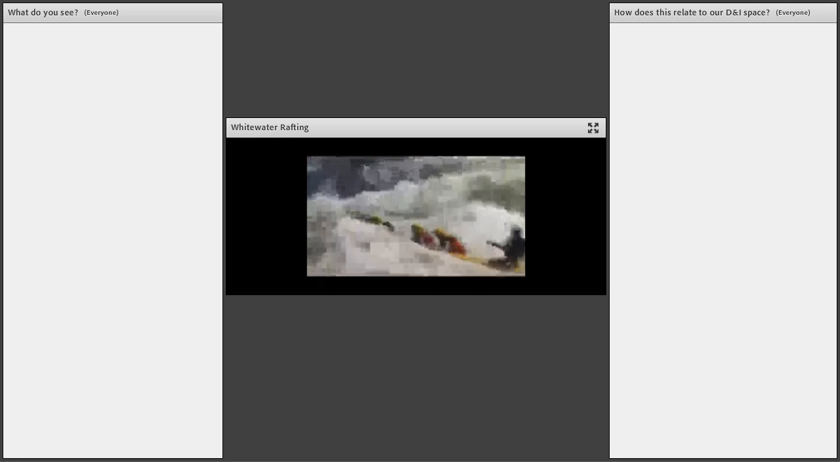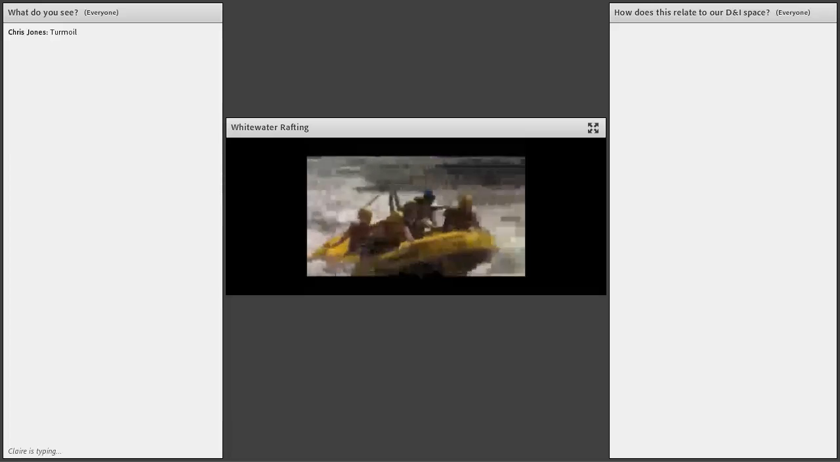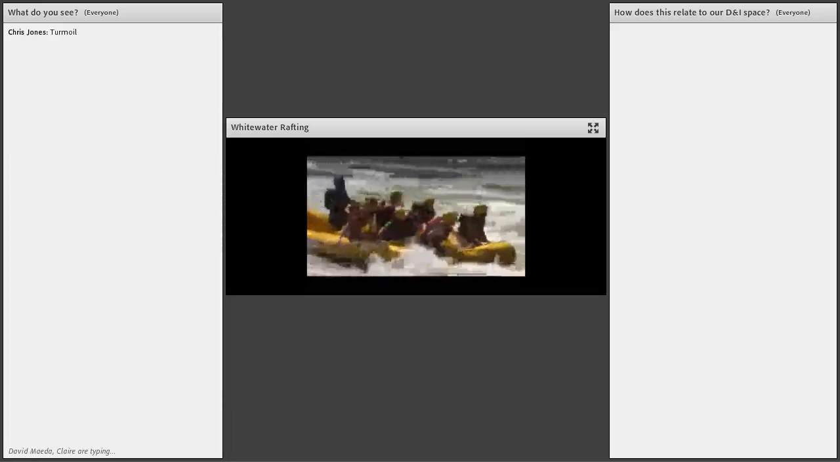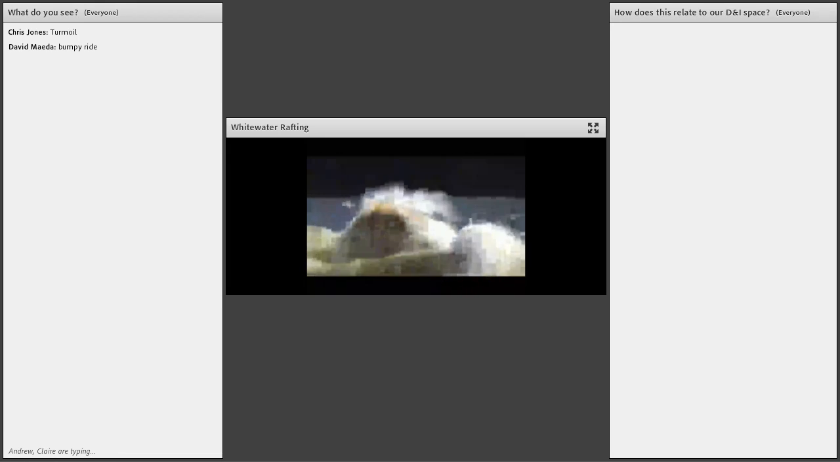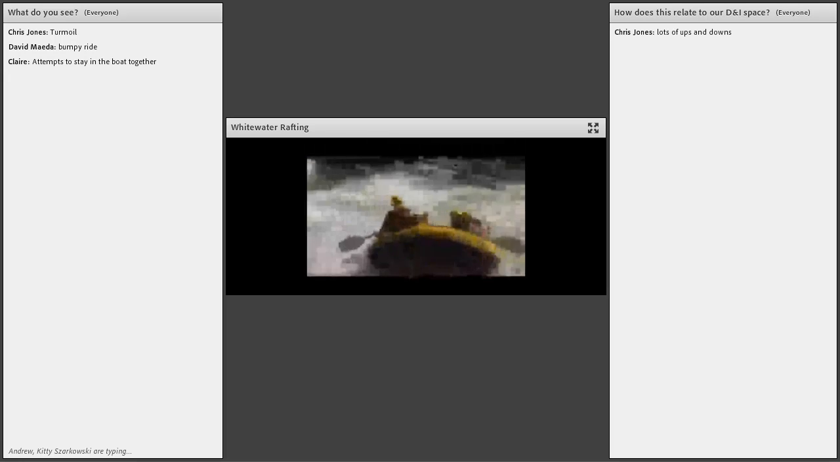I want you to please type in on the left side, what do you see? Describe it for me. What does that look like? Oh, waving a little bit there. Oh, they're getting tossed and turned around quite a bit. Type in what you see, turmoil, and then type on the right-hand side, how do you think this as an analogy really relates to our D&I space? David, it's a bumpy ride and you're just getting started.